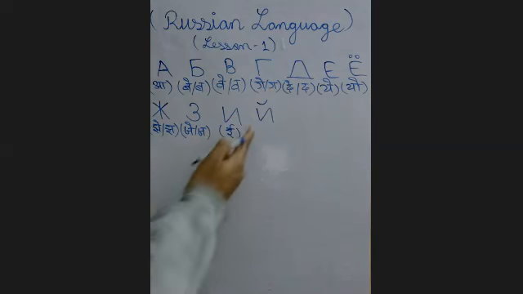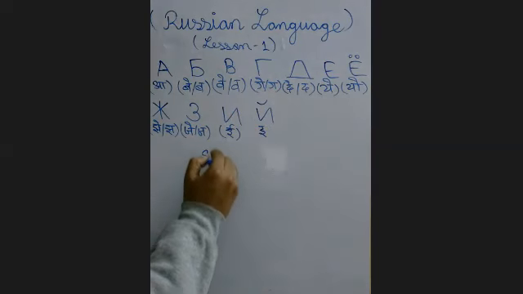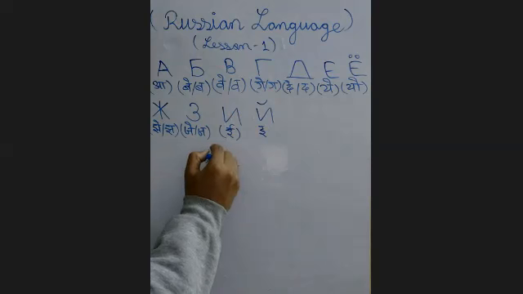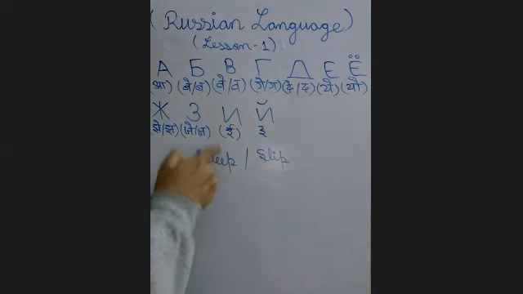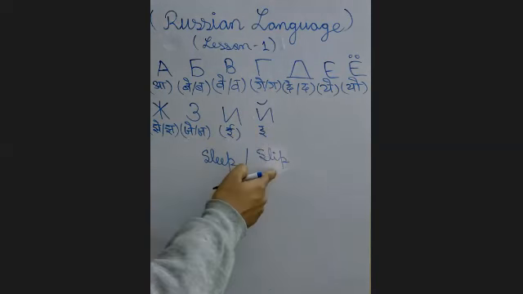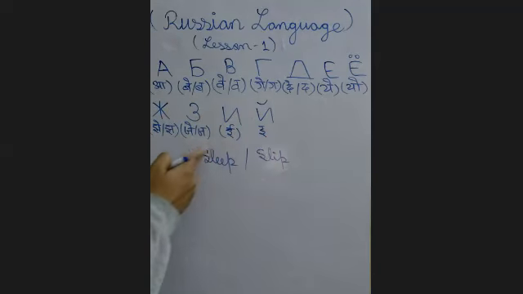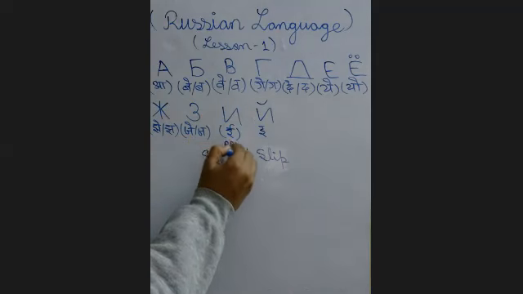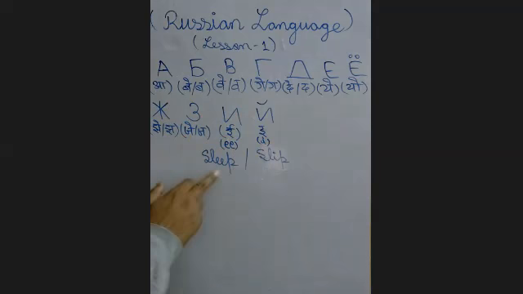This is again a brother of this, with a half moon-like structure at the top, and this is soft E. For example, we write sleep and we write slip. This double E is the hard E, and this I is soft E. Sleep, slip, flip. This is how you can differentiate. This is like E, and this is like I.